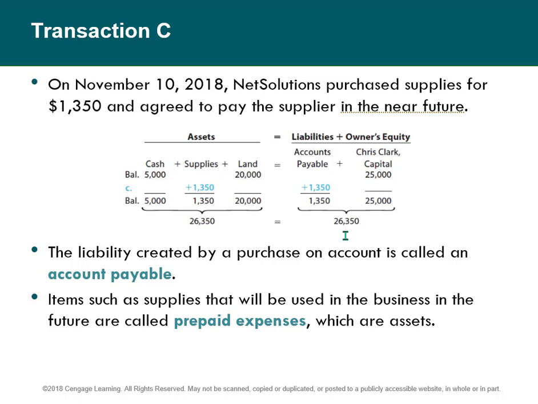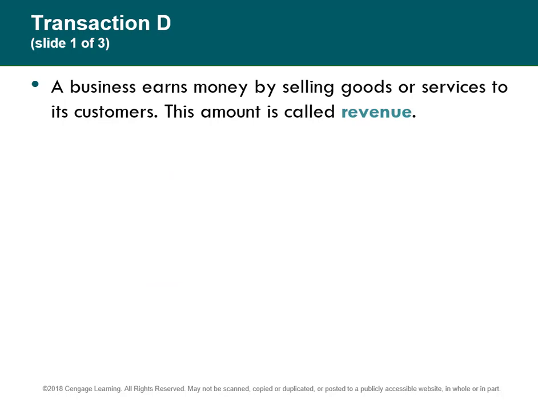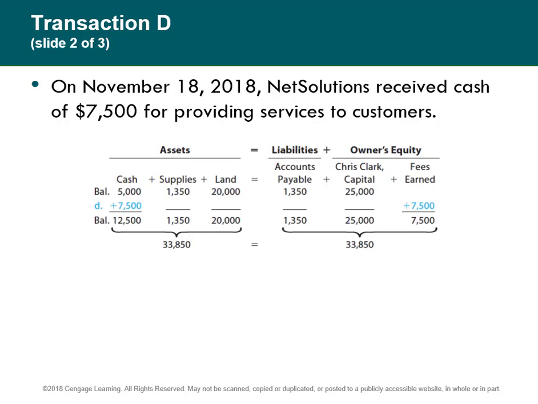And the supply will be used in the future, so one way to think of this is a prepaid expense. So it's an asset, it's an economic resource until it's used up. Now, businesses earn money by selling goods or services, and that amount is called a revenue. So revenue would be like sales, all right? That's income. So in this case, we're going to take fees earned and put it over here in owner's equity, because owner's equity really takes net income in. So net income is comprised of revenue and expense, all right? So we're going to put our revenue and expenses in owner's equity right now.